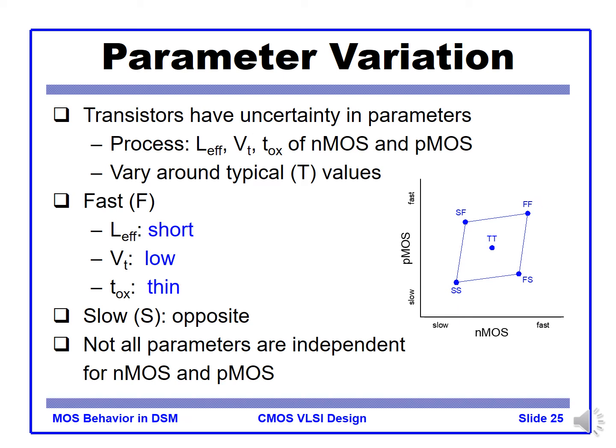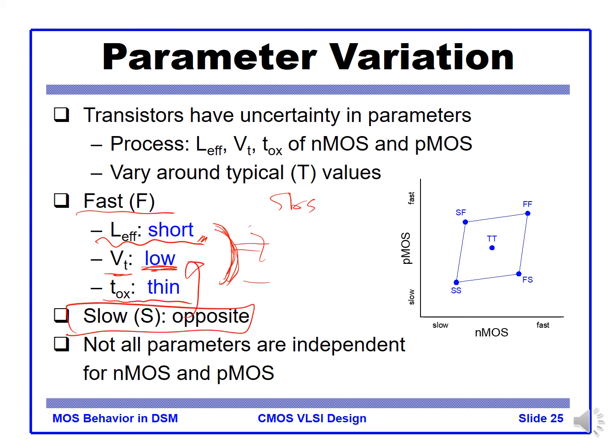For example, for the fast corner, the effective channel length L may be shorter, VTH lower, and oxide thickness thinner. So in these cases, that will correspond to the fast corner. The slow corner is the opposite, right? For slow, longer channel length, high VT, and thicker T oxide. All those physical parameters will affect the speed and corners. So slow is the opposite of those, right?